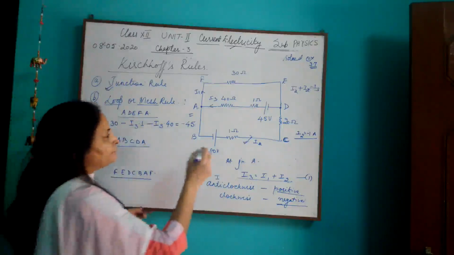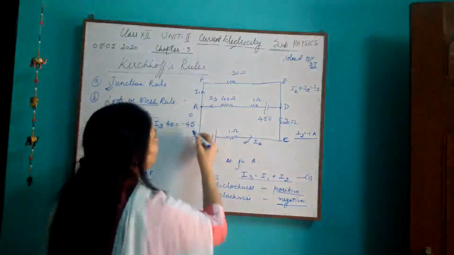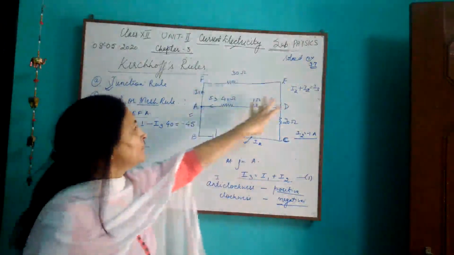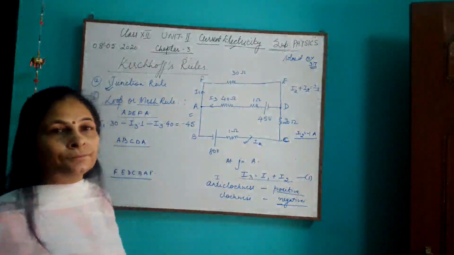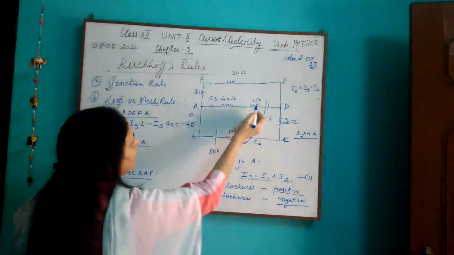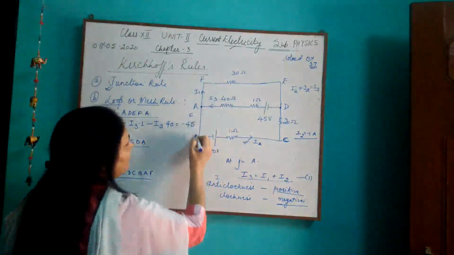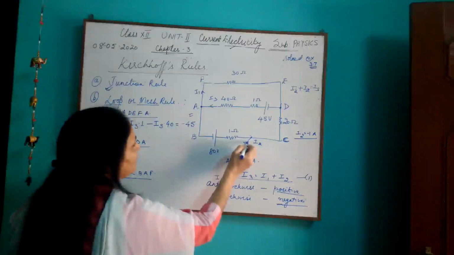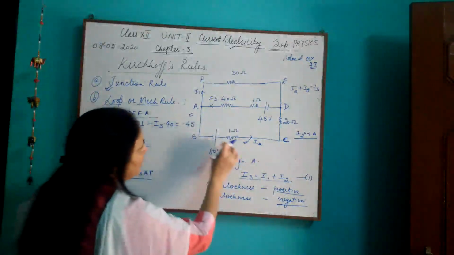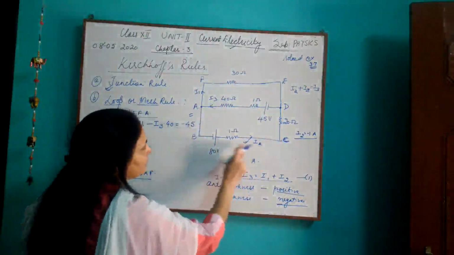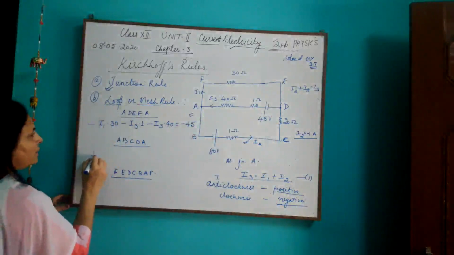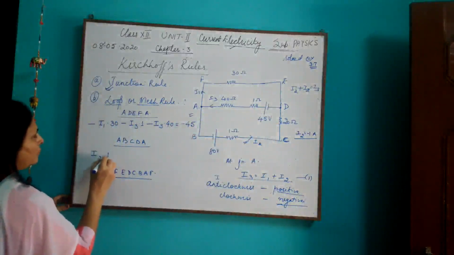Okay. Second, if I take this mesh, now forget about this branch. Forget about this branch. Okay. See, this is current I3. This is current I2. I can start from here. We can start from anywhere. Now see, I2 is flowing how? Anti-clockwise. So, positive. I2 into 1.